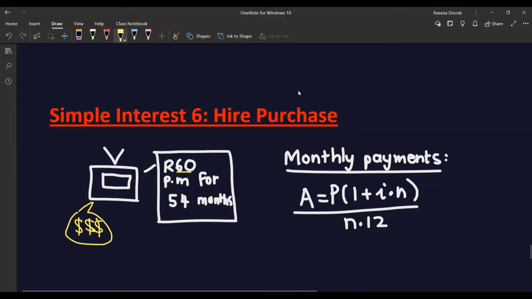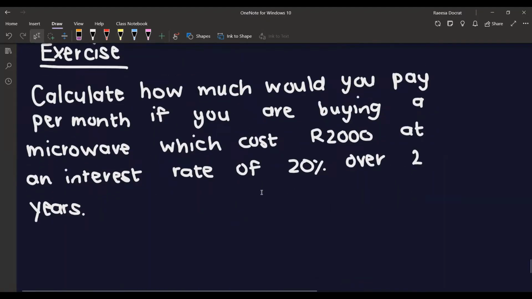Okay, so generally, if it is monthly payments, this is how we calculate a monthly payment. We take the accumulated value of that item at that interest rate for however long that period is and divide it by the number of months that you wish to make the payments over. This might seem a bit complicated, but let us have a look at a question and maybe it will make more sense. So here it says calculate how much you would pay per month if you are buying a microwave which costs 2,000 Rand at an interest rate of 20% over 2 years.